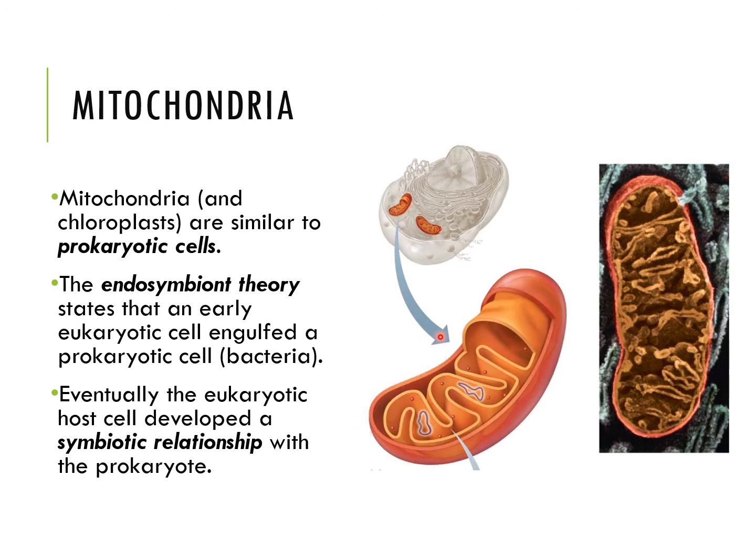And eventually, the eukaryotic host cell developed a symbiotic relationship with the prokaryotes, just saying that both of them benefit. So this mitochondria is able to get everything it needs, the proteins, housing, everything it needs, and in return, it gives the eukaryotic cell energy. So they both benefit from this relationship.